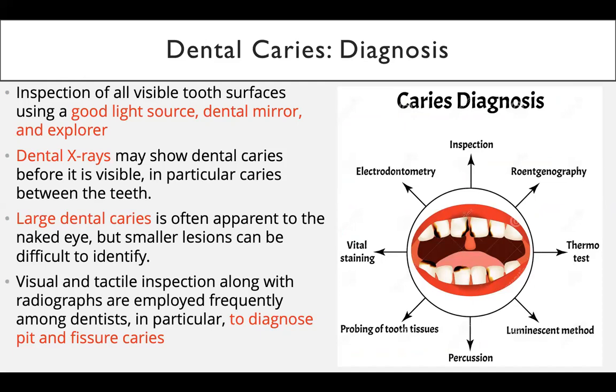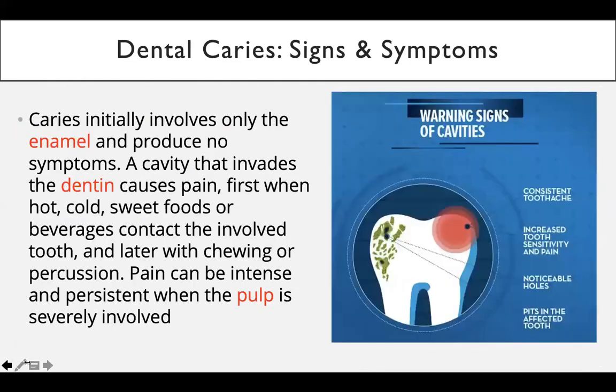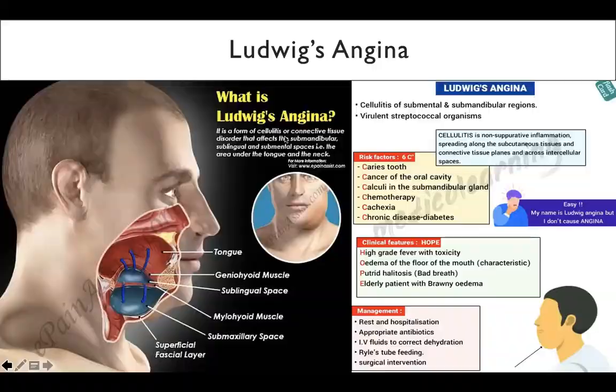6. Yes, sir. Okay, can you tell us what is Ludwig's angina? Can you tell something about Ludwig's angina and how it is related to tooth caries? Sir, it is a kind of cellulitis. And yes, sir, one of the risk factors of Ludwig's angina is dental caries. Okay, good.